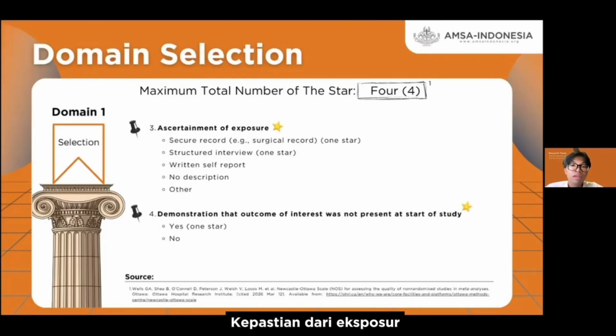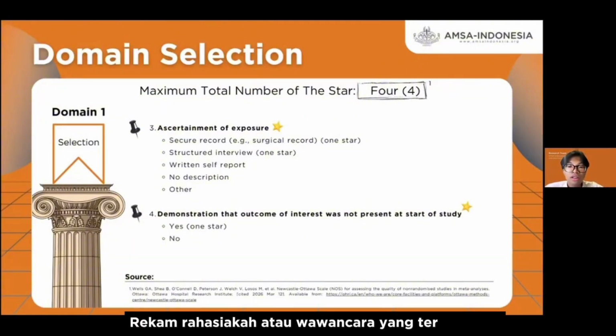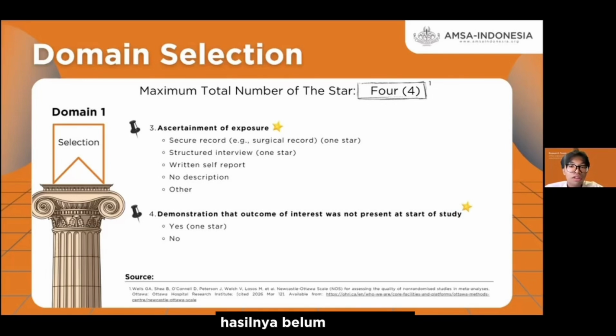Attainment of exposure. How was the exposure measured? Secure record or structured interviews, and give it a star for reliable sources. And the fourth one, demonstration that outcome was not present at the start. Finally, did the researchers ensure that the outcome wasn't already present at the start? If they did, give them a star.